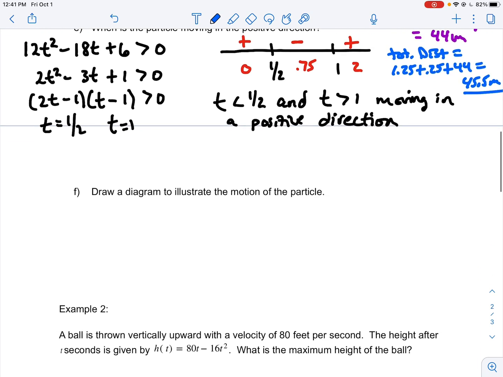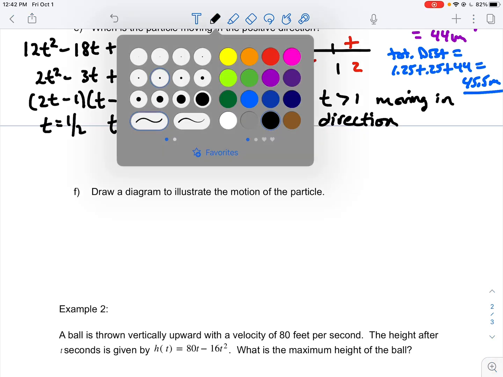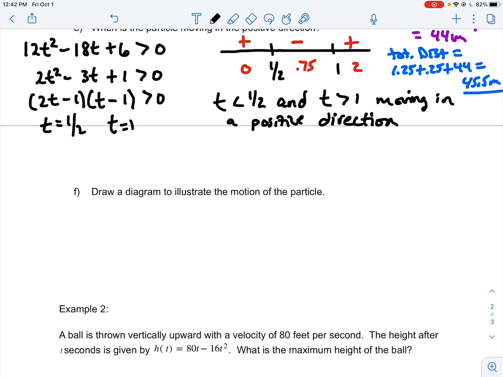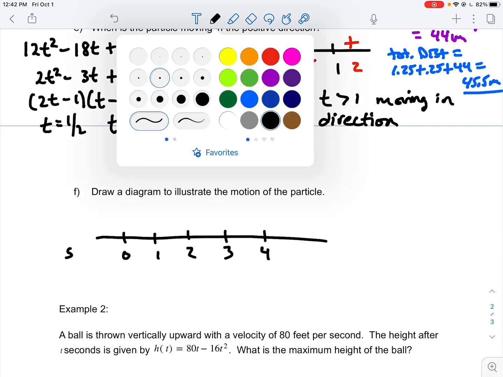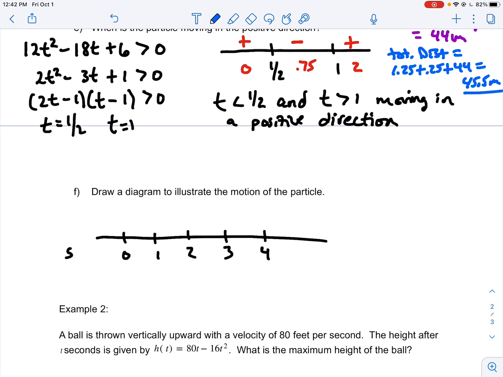Now look at letter F. Letter F says, can you draw an illustration of what the particle is doing here? Well, think about it. Okay. If we were to draw this based on position, okay, we could have it like this. Okay, so this represents our position. And so at time 0, when t equals 0, we're at the 2 meter mark. So this is t equals 0.